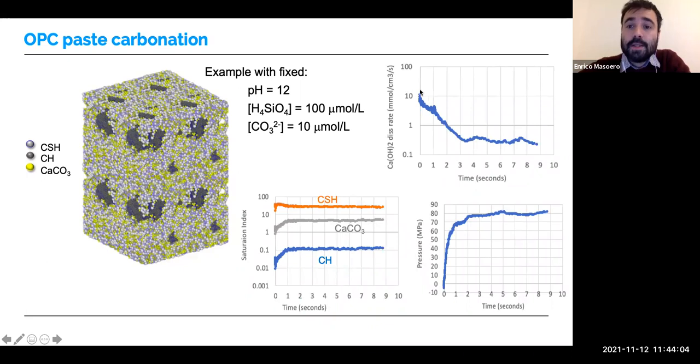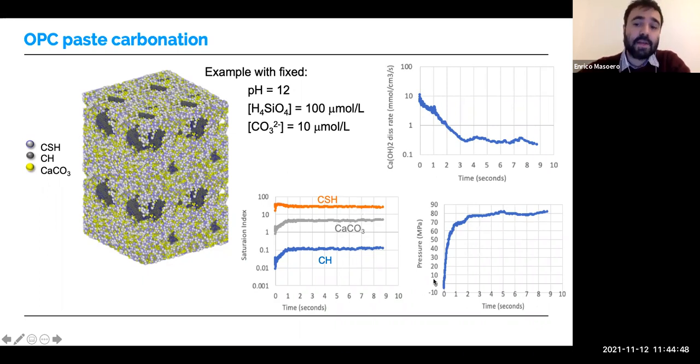We can also monitor the dissolution rate of any phase, or the precipitation rate of any phase. This is for the calcium hydroxide. It starts dissolving quite fast when there is essentially pure water, but then when it reaches saturation for precipitation of carbonate, it starts to be significantly slower. We can also monitor for each solid phase the saturation index. Any phase that has a saturation index higher than 1 is likely to precipitate, and any phase below 1 is likely to dissolve. This is what controls the fact that hydroxide is dissolving and carbonate is precipitating. We haven't let CSH precipitate, that's why it's not precipitating, but it would a little bit if we could.